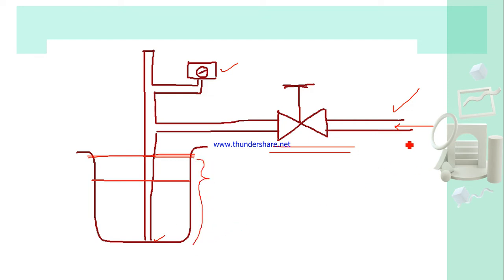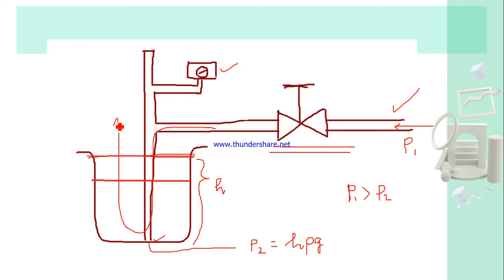Okay, so that means, say this pressure is P1. Now this maximum height is H, so the pressure at this point, if it is P2, so this P2 is H rho g. So what I mean to say, this P1 should definitely be higher than that P2. Then only this air should pass through this, create bubbles and come out.